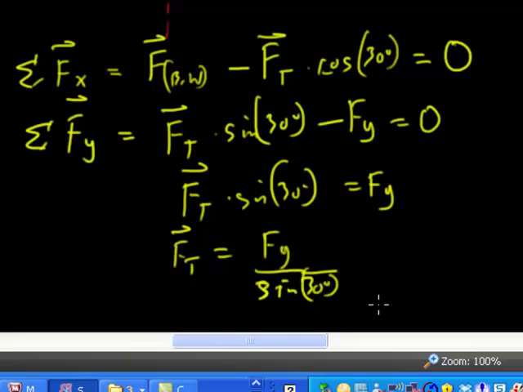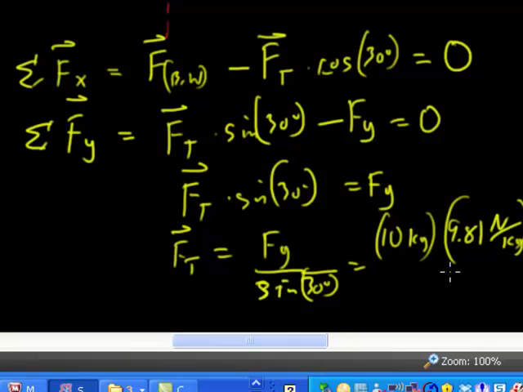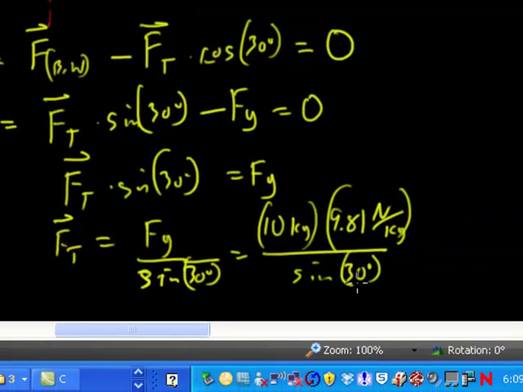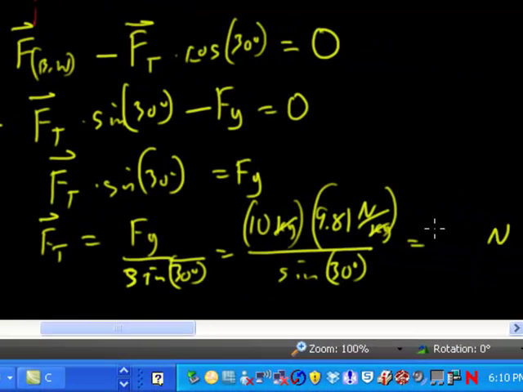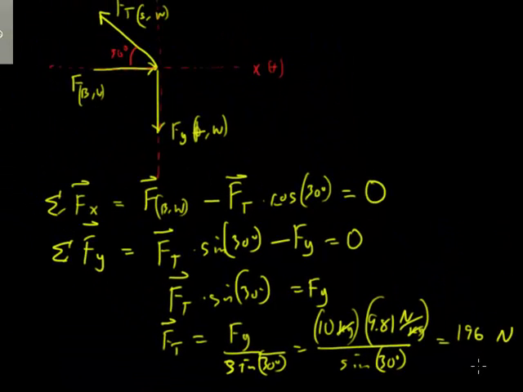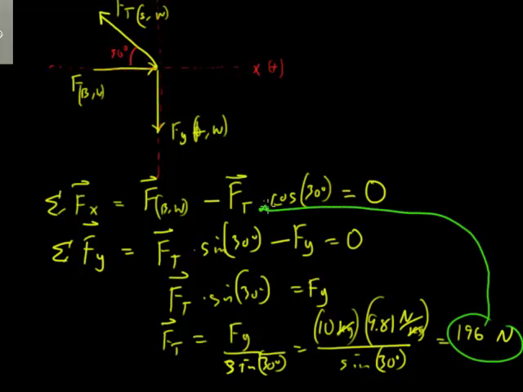But FG we know is 10 kilograms times 9.81 newtons per kilogram. So we'll divide that by sine of 30 degrees. The unit will be newtons. And the answer is 196 newtons. So now we can go back to our F of x and plug that in. So that 196 newtons, now that we've determined what that is, that can go in here for F of T.